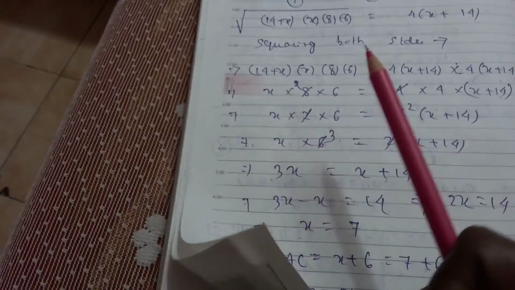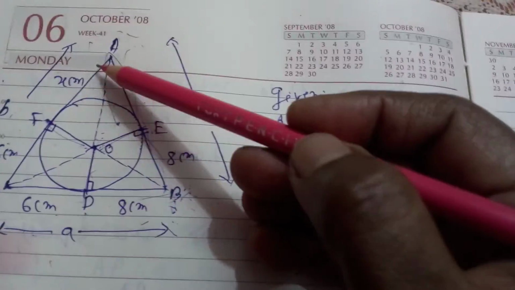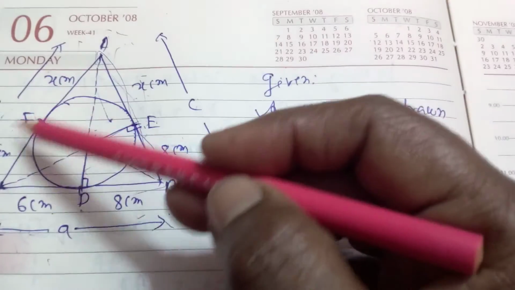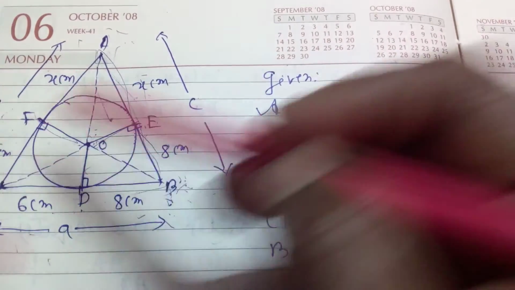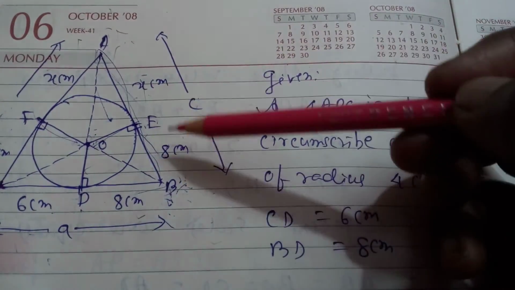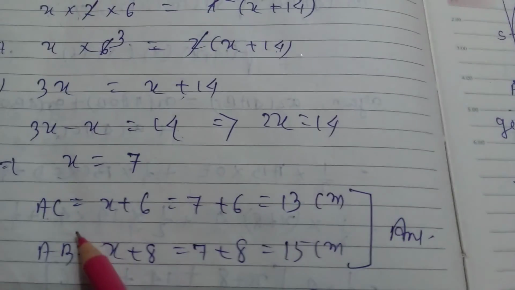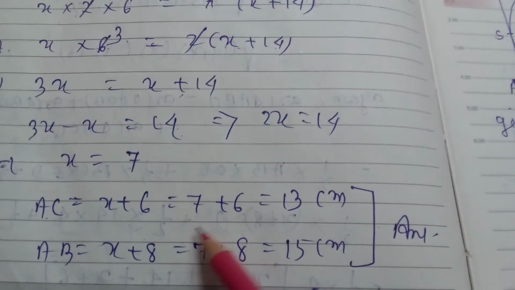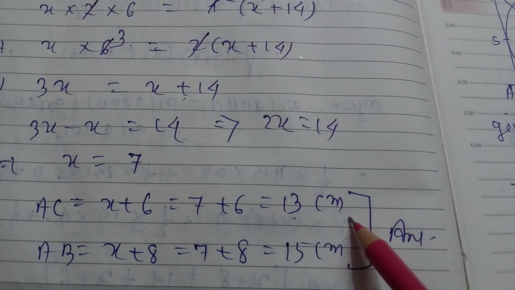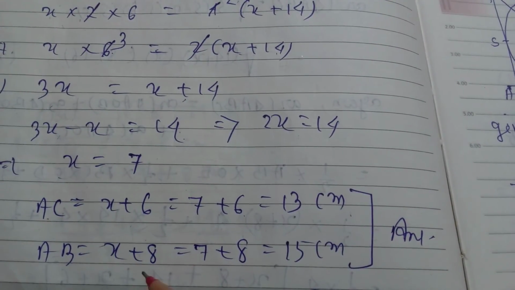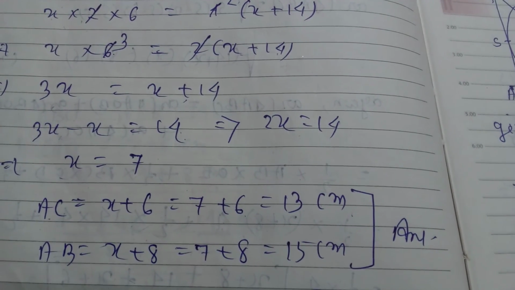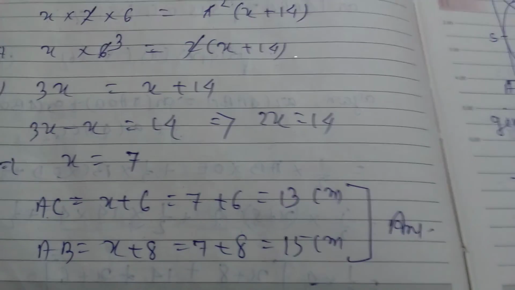Now you look at the figure, AC and AB you have to determine. AC equal to x plus 6, so 7 plus 6, and AB equal to x plus 8, that is 7 plus 8. So I have written here AC equal to x plus 6, that is 7 plus 6, 13 centimeter. And AB equal to x plus 8, that is 7 plus 8, 15 centimeter.